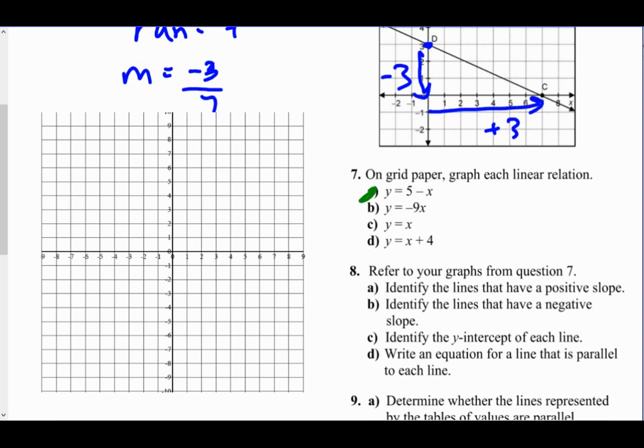Okay, so this one's arranged differently, so it's tricky, but basically we're going to start off at 5, and we're going to go down 1, over 1, down 1, over 1. You can do several of those, and then you graph your line.